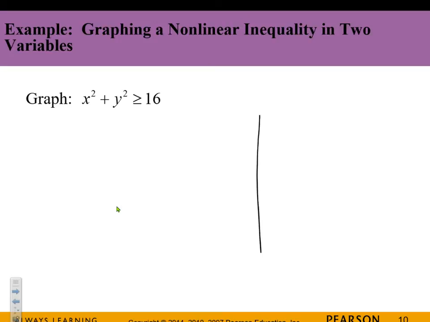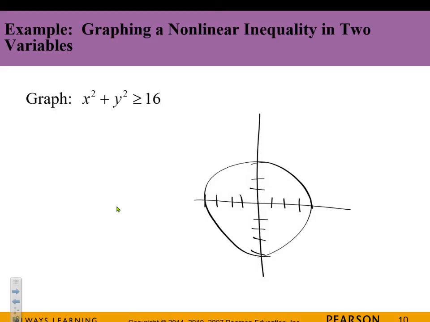This is a circle. I'm centered at 0 with a radius of 1, 2, 3, 4. This is a solid circle, or a solid line, I should say. And then again, you're either going to shade the inside of the circle or the outside. Test the point 0, 0. Is 0 bigger than 16? No. So then you shade all the outside.